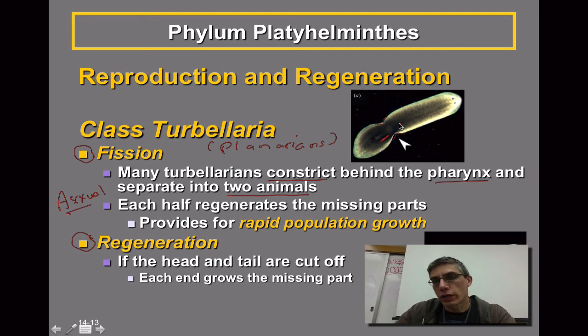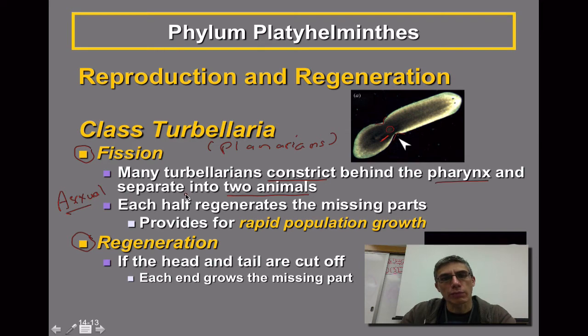Now remember, this is a planarian, so they have a mouth that is going to be ventral to this animal, and that ventral mouth is going to allow that pharynx to extend. Remember, the pharynx is part of that digestive system, so the constriction that occurs in fission in turbellarians is going to occur right in this area.